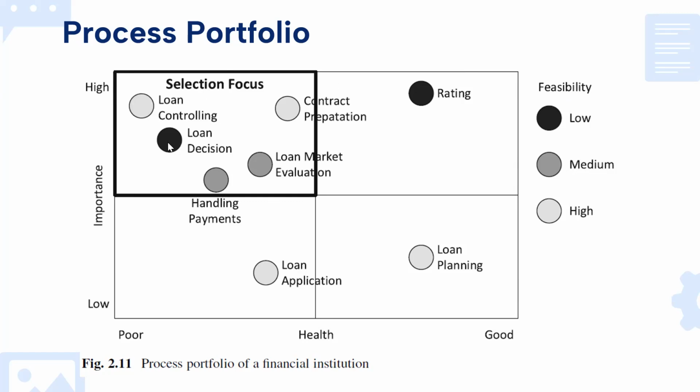There are 1, 2, 3, 4, and 5 processes. What processes should we select? I'm asking what process should we select. Is it loan controlling, loan decision, handling payments, loan market evaluation, or contract preparation? What particular process should we select for process improvement? You can send the answers to the chat box.